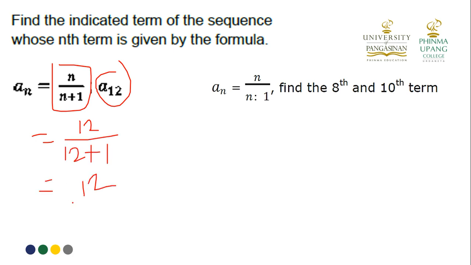12 plus 1 is equivalent to 13. Now, we obtain 12 all over 13. It's simple as that. Now, next.